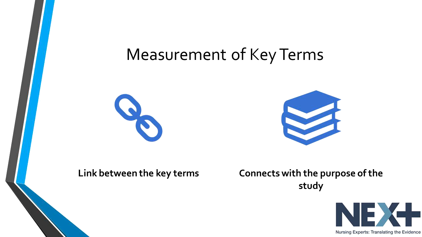So for example, let's say you are reading an article where the purpose of the study is to examine differences in anxiety among nursing graduates. The intent with this appraisal question is asking if, based on the definition of anxiety, if provided, and the tool used to measure anxiety, if described, does the author's description connect back to the stated purpose of the study?